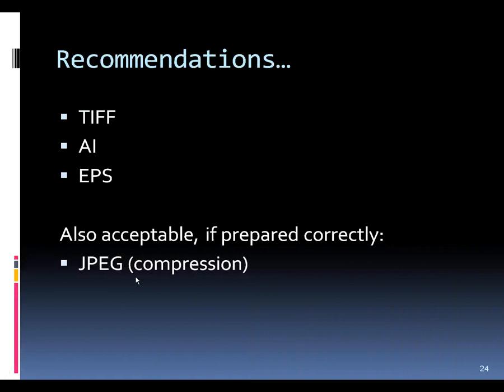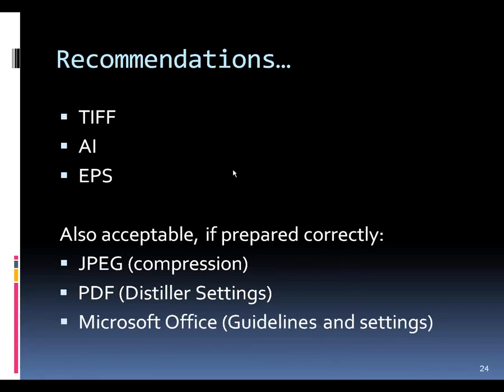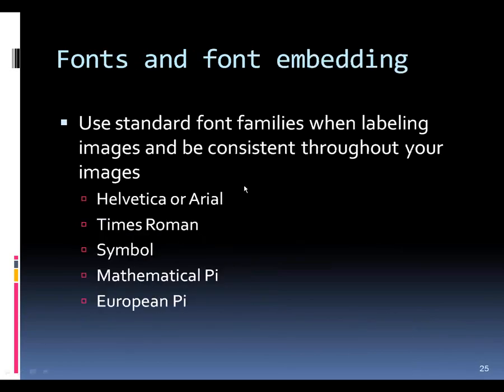And I think I was talking about how JPEG was acceptable if it's high quality compression. As long as high quality compression is used, or even better, maximum quality compression, it's good to go. With PDF, you want to make sure you choose those press settings, or even better, turn the downsampling off. And Microsoft Office is good as long as you embed fonts, and as long as you insert images rather than linking images. I'll come back to that.